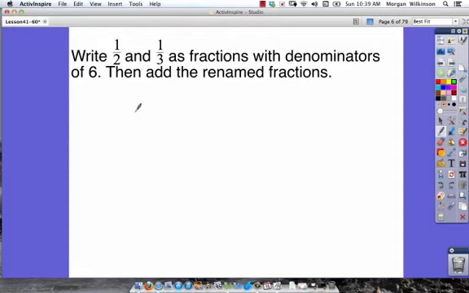We want to write 1/2 and 1/3 as fractions with denominators of 6. Then add the renamed fractions. So let's say 1/2, let's use a different color that's a little darker than light green. 1/2 times some fraction equal to 1 is going to give us a new fraction with a denominator of 6. And the second part of our problem was 1/3 times some fraction equal to 1 is going to give us an answer with a denominator of 6.